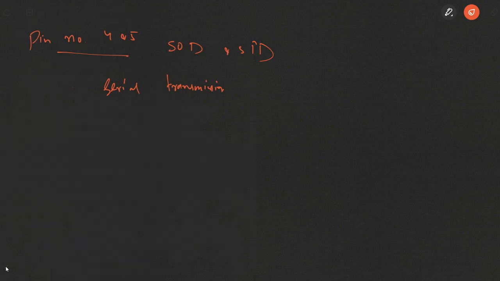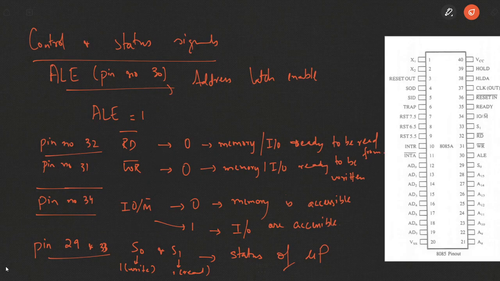So looking at the pin diagram once again, we have studied pins number 1 and 2. X1 and X2 are used to incorporate the crystal oscillators to set the clock frequency of this microprocessor. Reset out, pin number 3, is actually associated with the reset in pin 36. Reset in pin is an active low pin. That means it will be active when it is equal to 0.